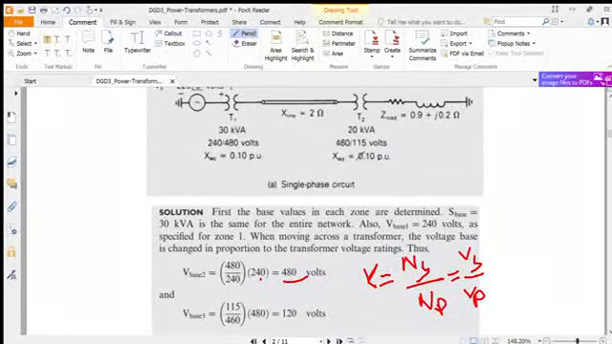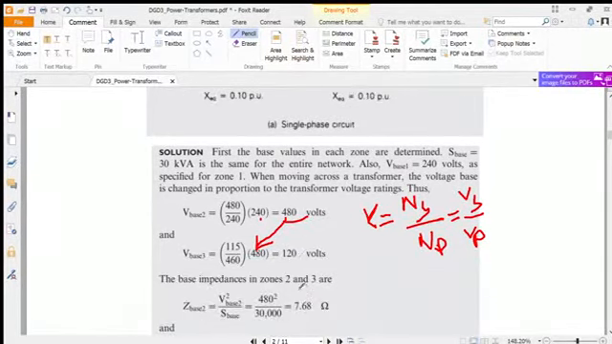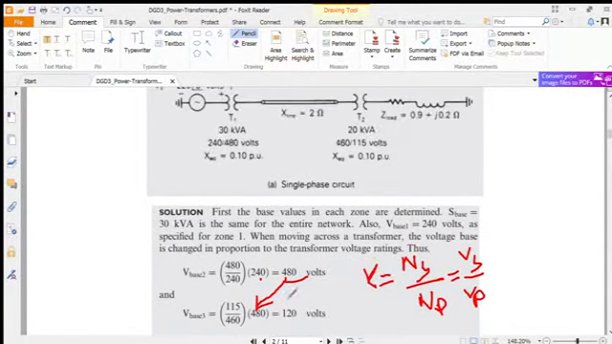Here the base voltage is 480, and the transformation ratio is secondary side voltage over primary voltage, so it's 115 divided by 460. The base value in this zone 2 is 480, and we got 120 volt over here. Similarly, what is the base impedance in zone 2 and 3?